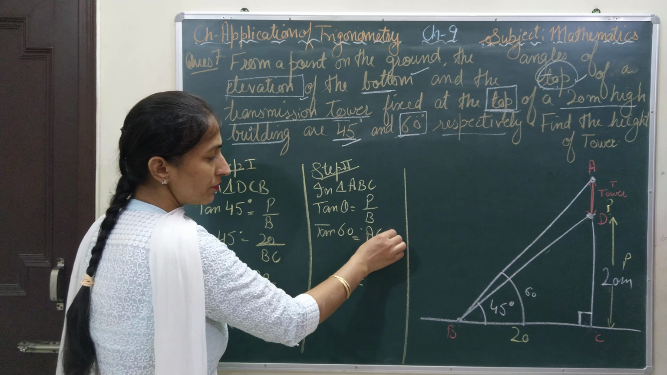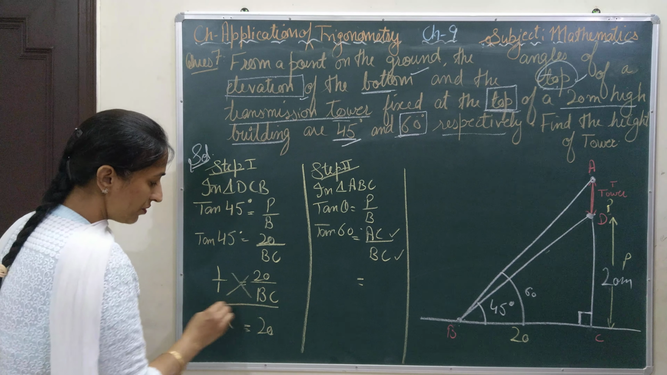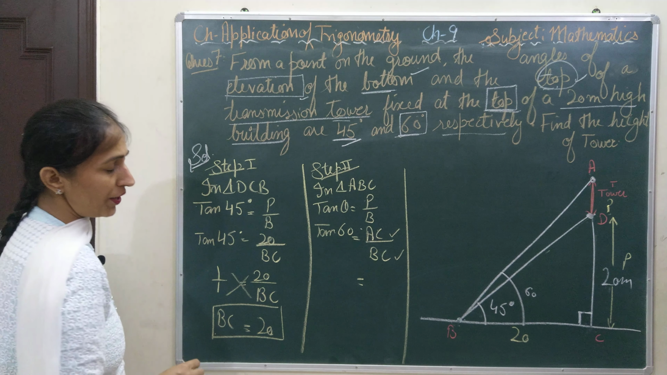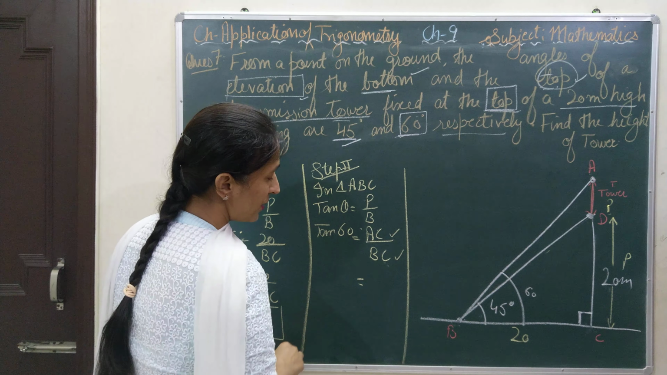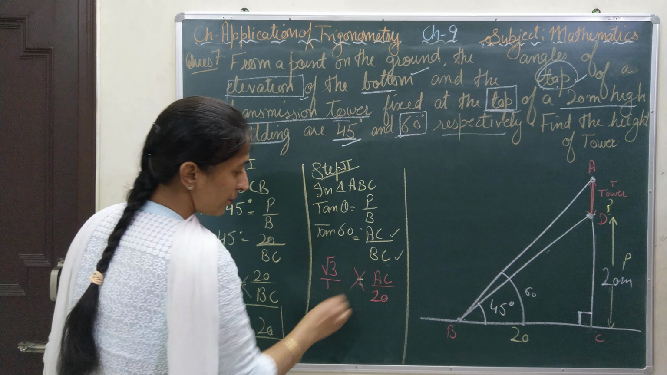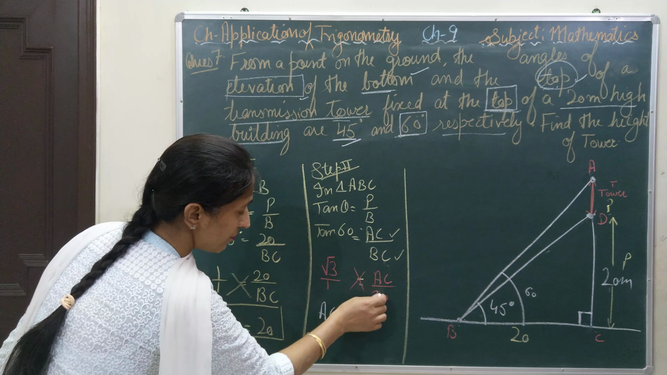Now here you don't know the value of BC, you don't know the value of AC. Both things you don't know. But in the previous part we have calculated that BC is 20. So I can replace the value of BC as 20 here. AC will remain as it is. Now the value of tan 60 degrees is root 3. Now I will cross multiply it to get the value of AC. AC will be here, and 20 root 3 will be combined. It will be 20 root 3.